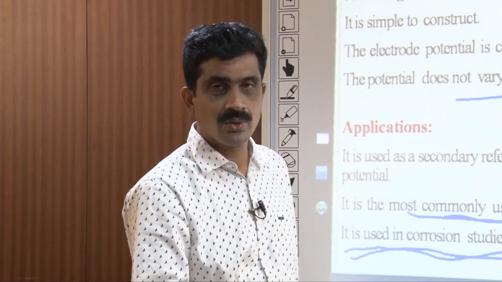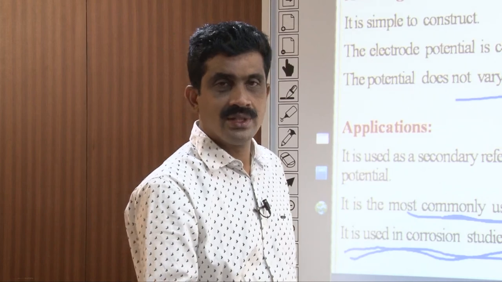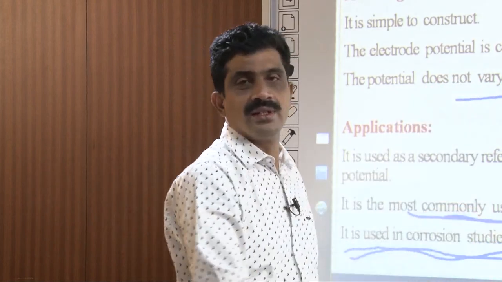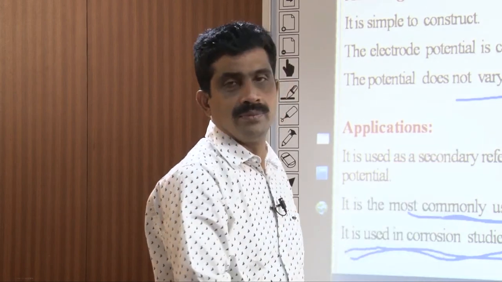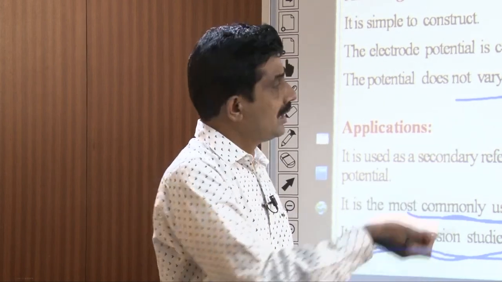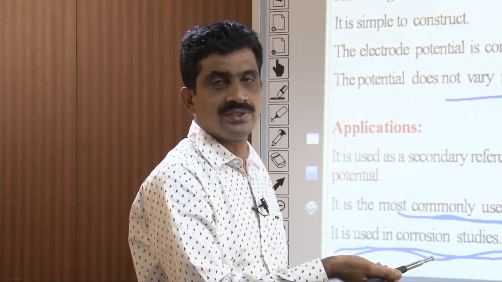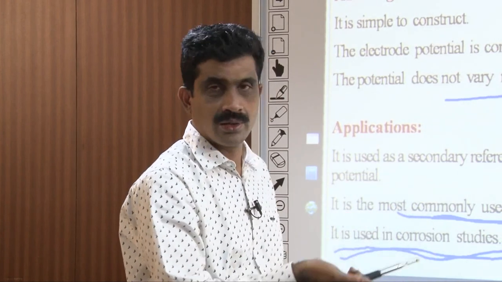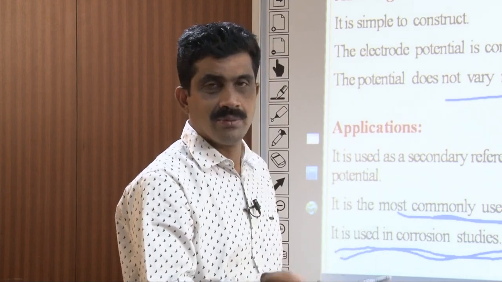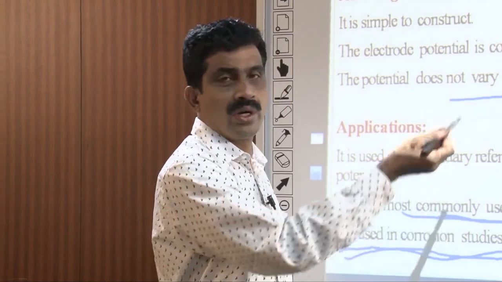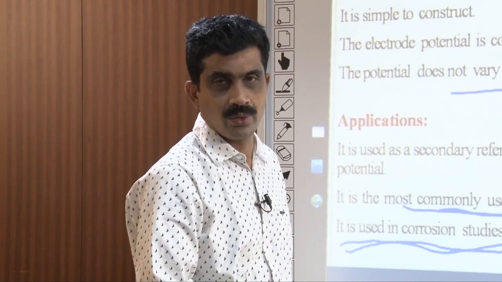And we have understood what a secondary reference electrode is and their advantages. Then we have also discussed the construction, working principle, and advantages of the widely used secondary reference electrode, the calomel electrode. So next class we will discuss one more reference electrode, the silver chloride electrode.